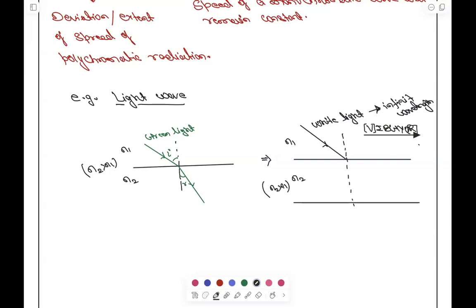Can you tell me which will be closer to the normal? Violet or red? Which will be closer to normal? Violet or red? One more thing. n is 1 by lambda. It behaves like that. It will not be same for every color. Anyone?